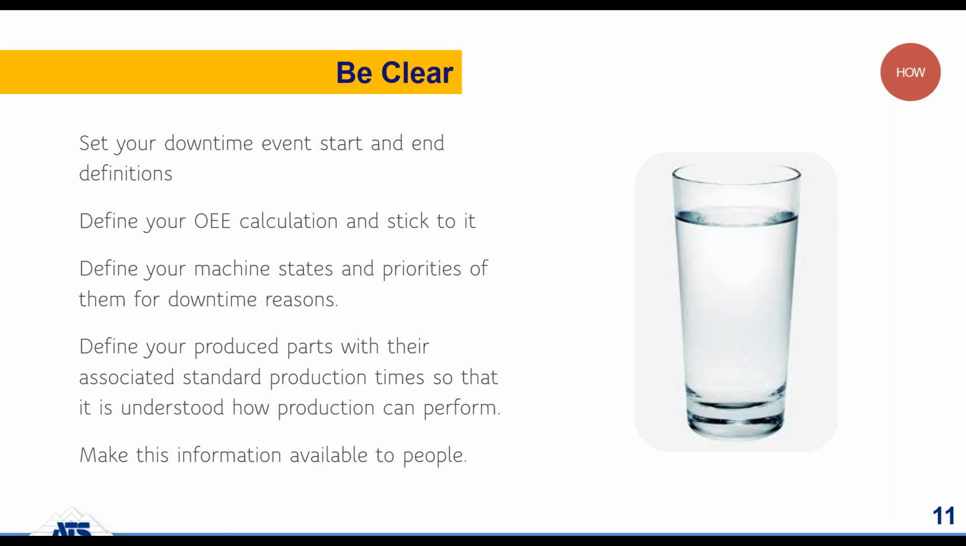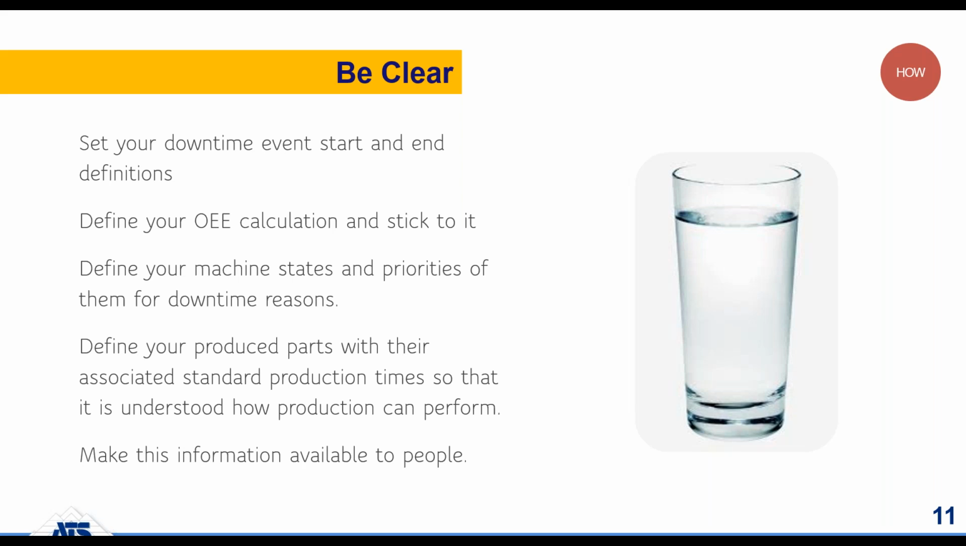Define your produced parts with their associated standard production time so that it is understood how production can perform. If your process takes longer to produce certain parts, then get it defined against the optimum speed for the process. Make the information available to people.